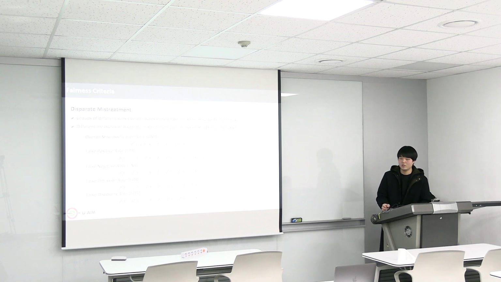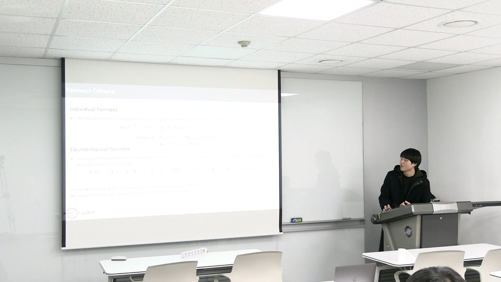So there are many measures of disparate mistreatment. For example, the overall misclassification rate, false positive rate, false negative rate, false omission rate, and false discovery rate. Compared to previous criteria, there is another criterion called individual fairness. It assesses fairness at the individual level rather than the group level. The definition is that individuals with similar properties with respect to a given task should be treated similarly.